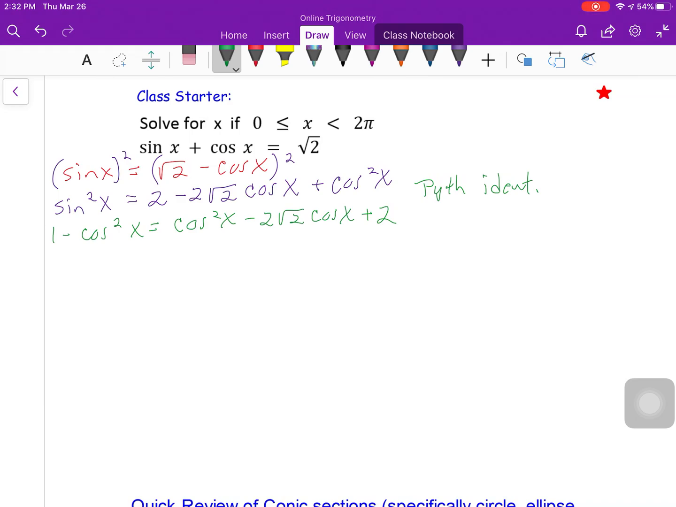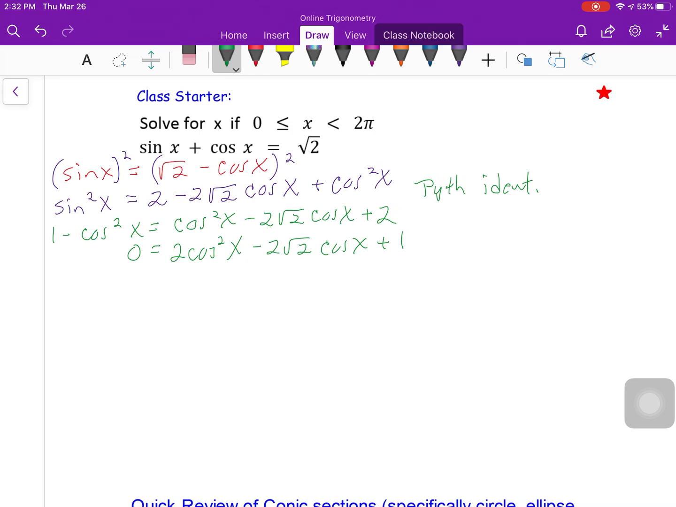So I can move everything to one side, 0 on the other, and I'll choose to move everything to the right side. So I'll add a cosine squared, which will give me 2 cosine squared x, minus the 2 square roots of 2 cosine x. And then when I subtract the 1, I'll just have a plus 1.